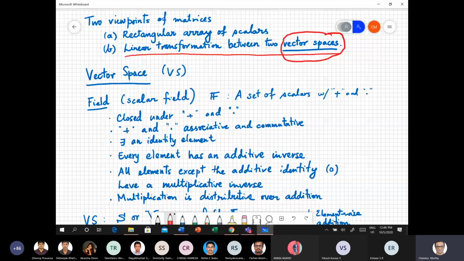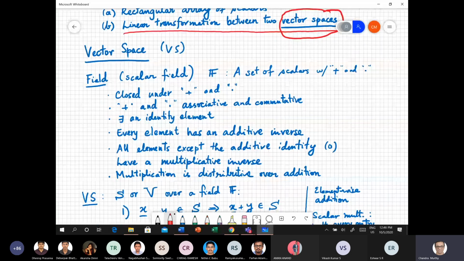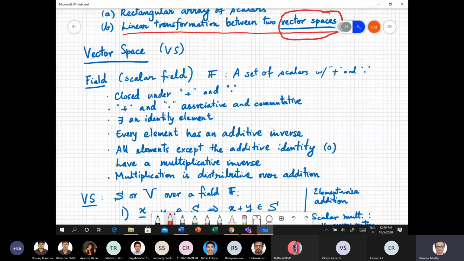So in order to define a vector space, we have to start with a field. A field is a set of scalars, and for the purpose of this course, we are only going to focus on the real or complex field. That is the set of all real numbers or the set of all complex numbers. So in the back of your mind, even though I write F here, think of it as a shorthand notation to say it's either real or it's complex.